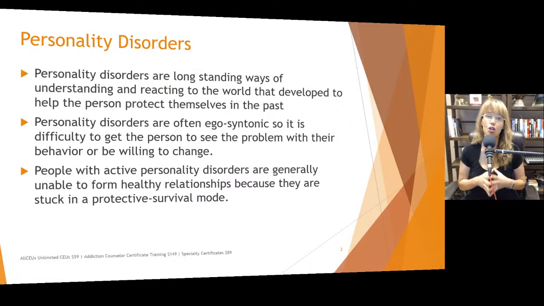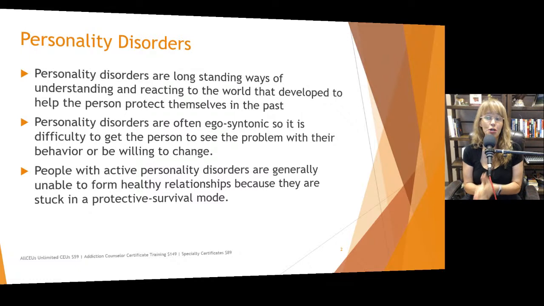Unfortunately, personality disorders are often what we call egosyntonic, so it's difficult to get the person to see the problem with their behavior and be willing to change. Egosyntonic means exactly that. It is part of their ego. They don't see it as a problem. They don't see what you're getting at. So getting them motivated to change, helping them see that their behavior is challenging to other people, helping them to see that their behavior doesn't fit within societal norms is difficult.